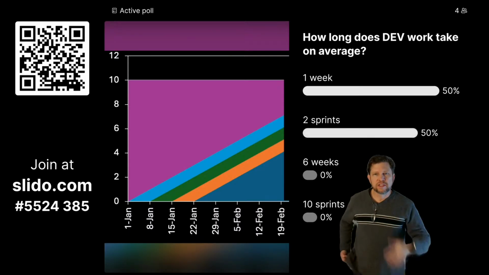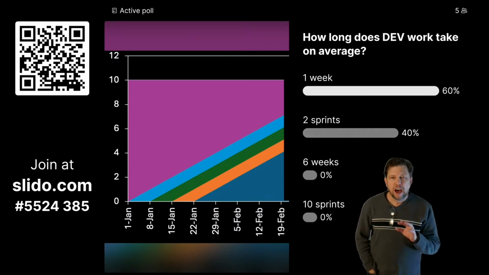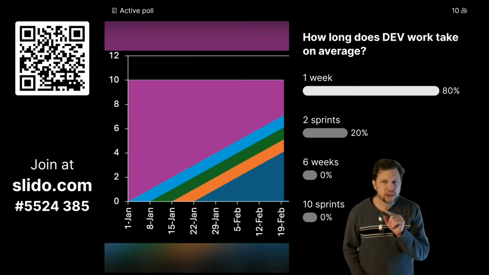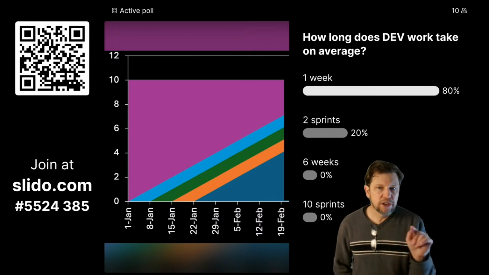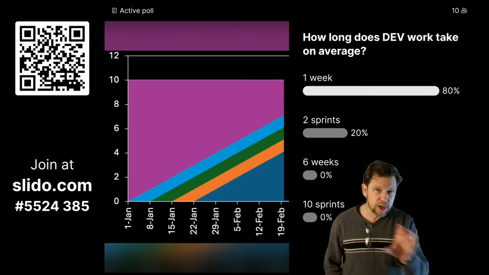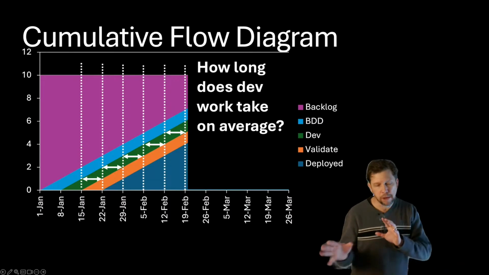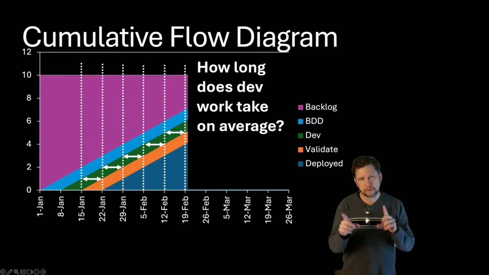So yes, very good. It's 1 week. Now we've got some people saying 2 sprints here. Keep in mind, we're not looking at how much it takes to go through everything. With just that green band is the dev work. So if we look here, and I'm glad we're going through this because some of this is kind of confusing until you see it.